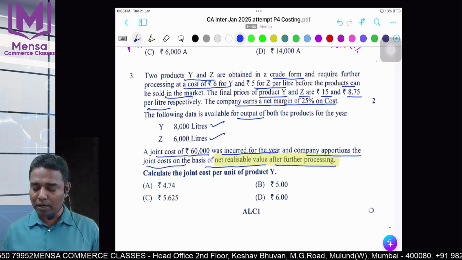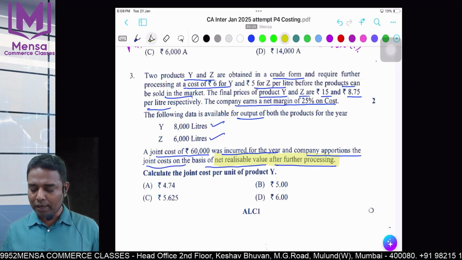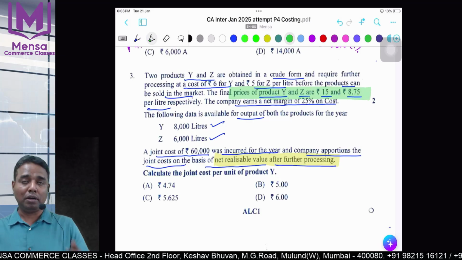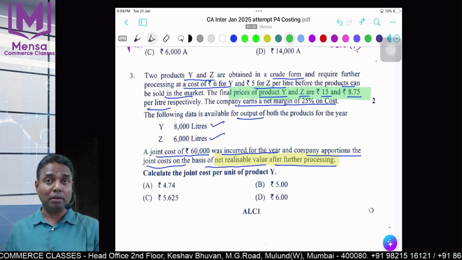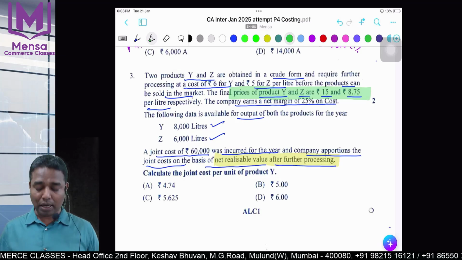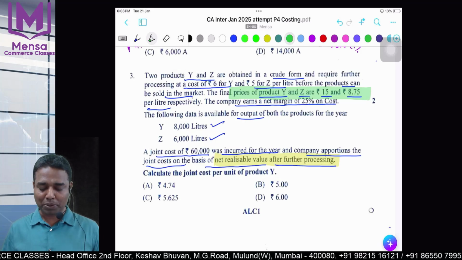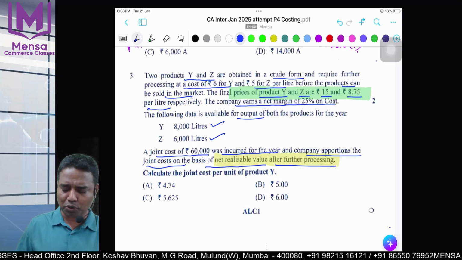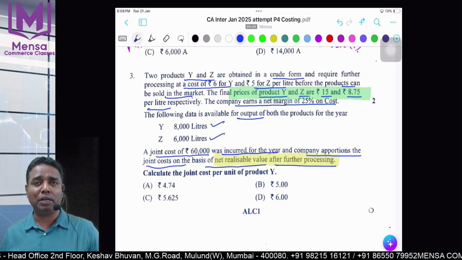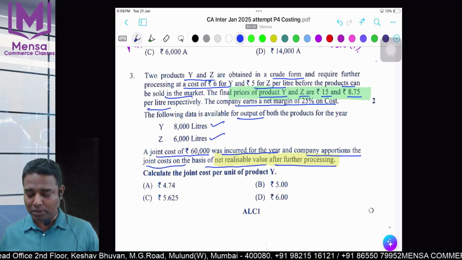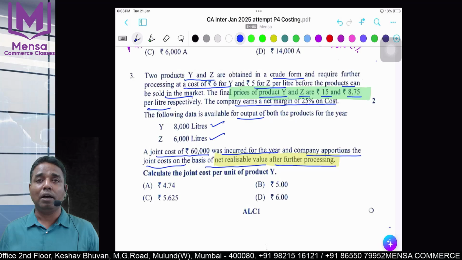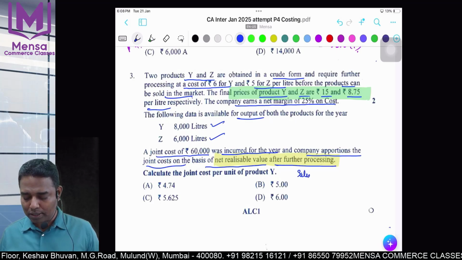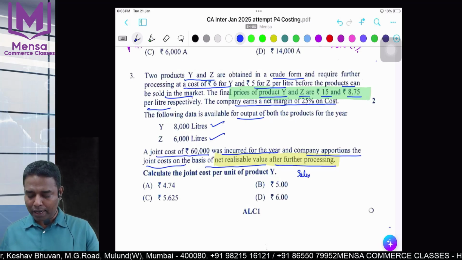If you see NRV after processing, that technically means the final price of Y and Z after the processing. But if you do it that way, the answer doesn't match with any of the options. So I think they are indirectly saying it should be NRV at the split off point, then you will be able to match one of the options. How do I get the NRV at the split off point? The normal way. So you find out the sales at the end point.